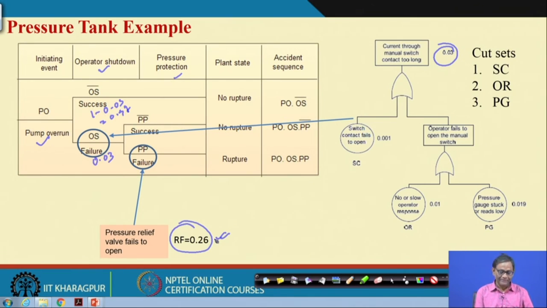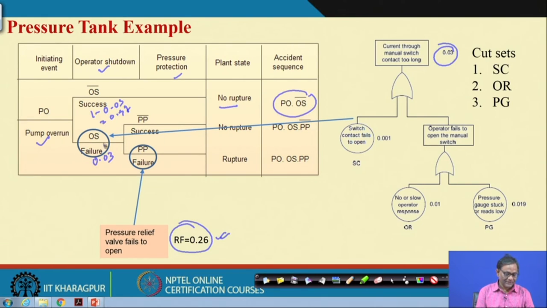So what will happen then? There are three scenarios. The first scenario is basically that pump overrun exists and operator shutdown is successful, so pressure protection is not important here, so no rupture. This is the first scenario.